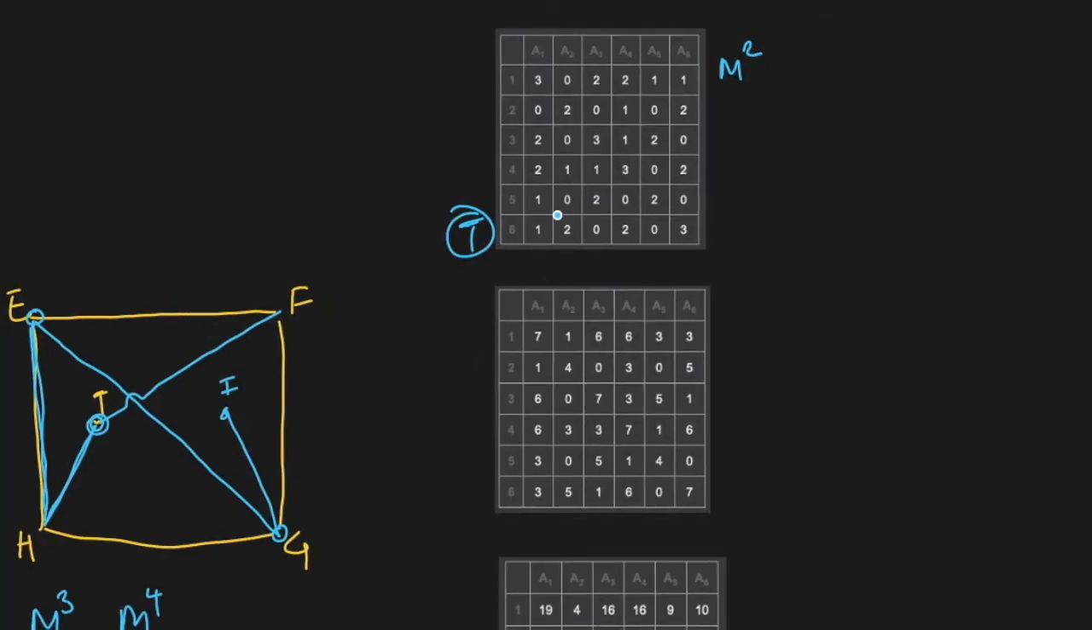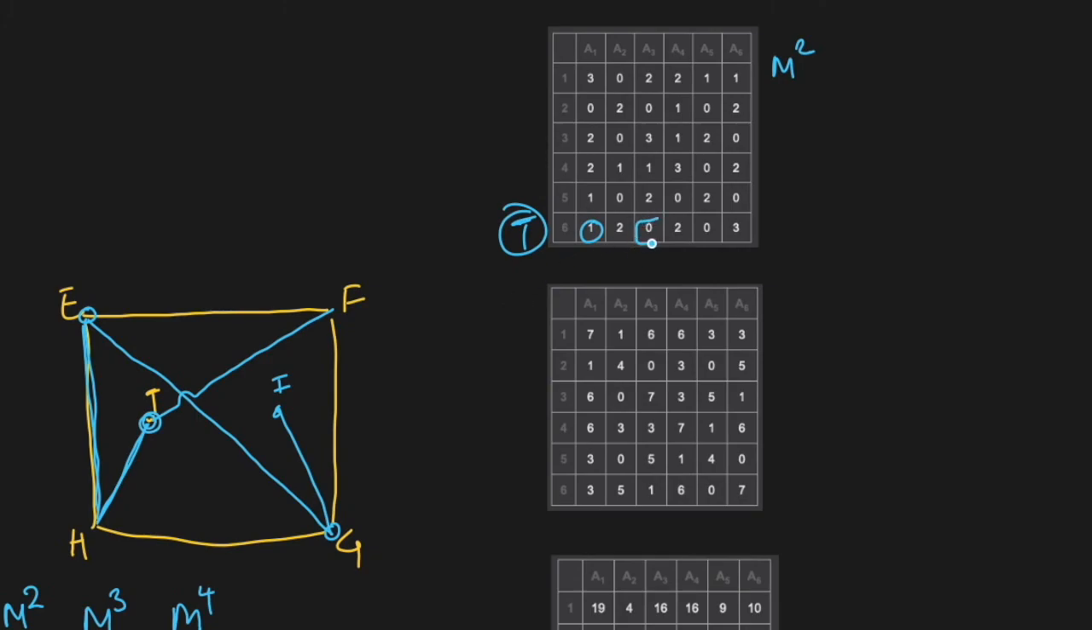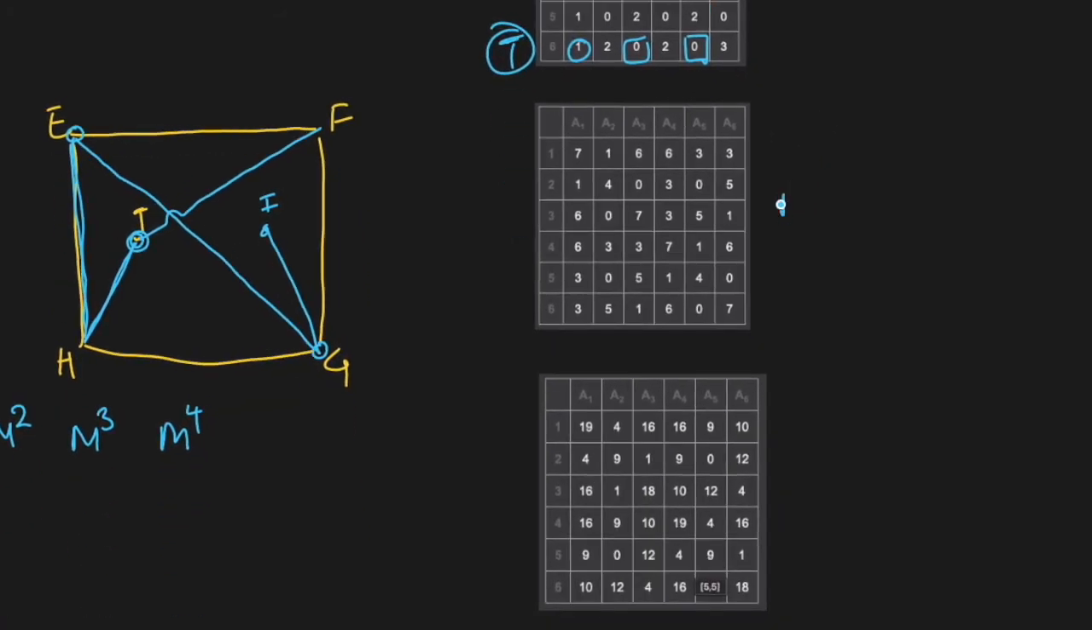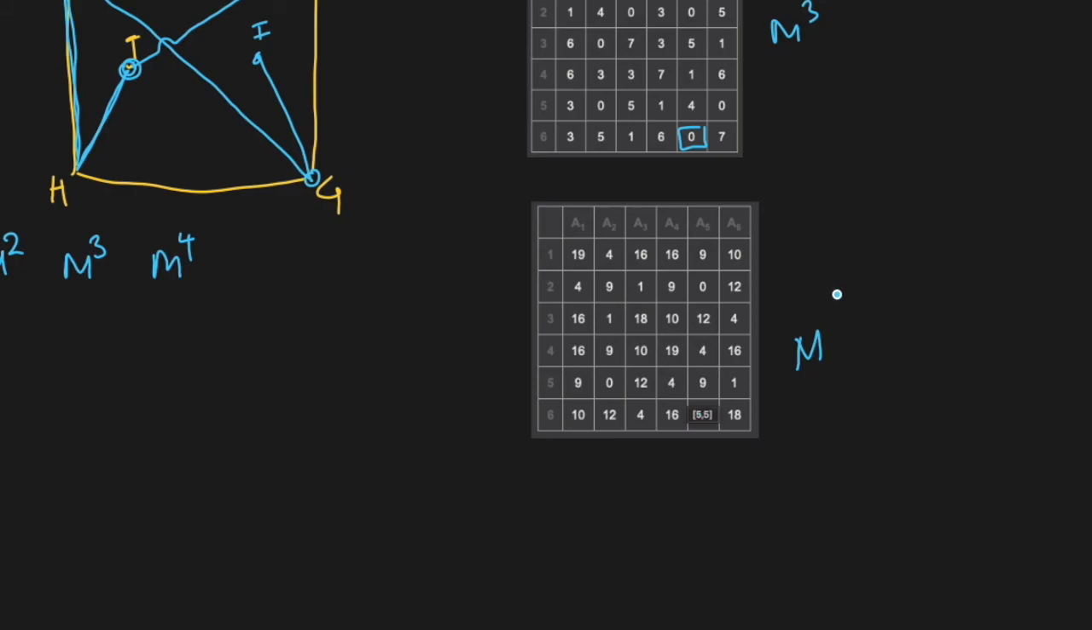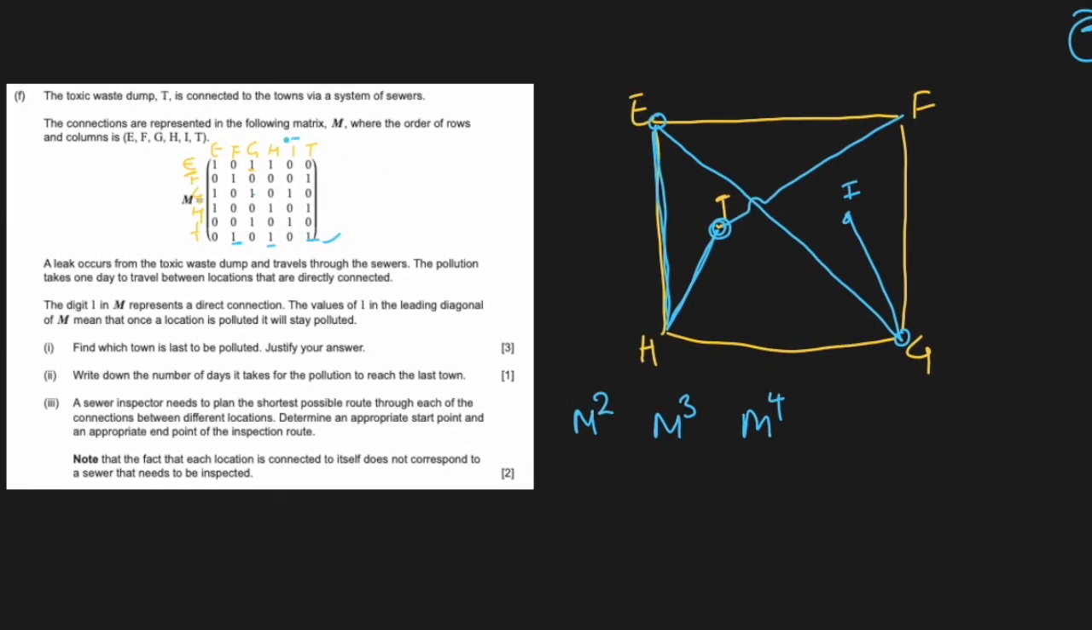So in 2 days it pollutes the first town which was connected, and that town was E, and this town is still not polluted. So we will go to M cubed, which is 3. We can see that this town is still not polluted. So we'll go to M to the 4, and we can see this is mistakenly written here. So 1, this town which was not polluted is now polluted, and we get 1 here. That means this town is the last to be polluted, and the second last column belongs to I.